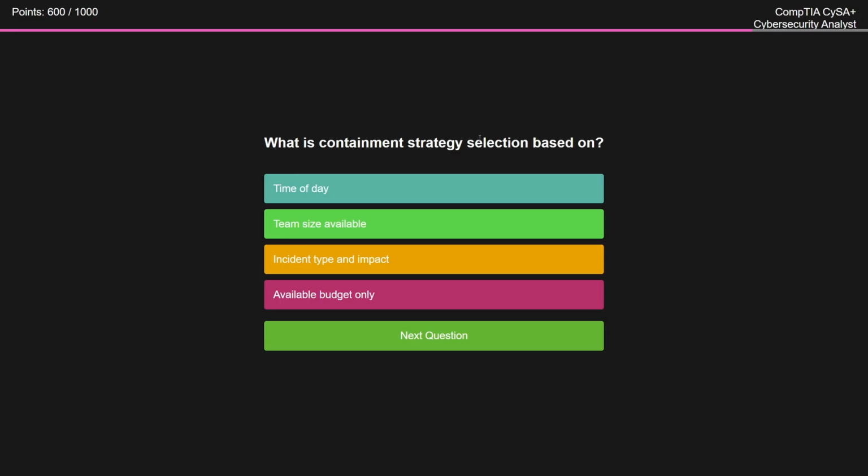What is containment strategy selection based on? Is it based on time of day, team size available, incident type and impact, or available budget only? I'd say it has nothing to do with the team, the time of day, or the available budget. It's more about why you are trying to contain it. What's the impact of it? Is it really going to hurt you, or is it just minimal impact, right? Stuff like that you've got to be thinking.